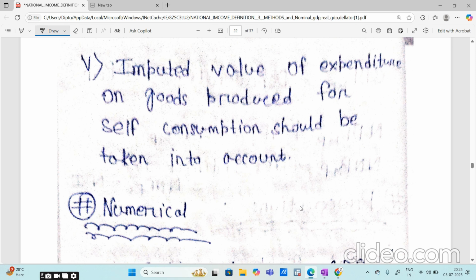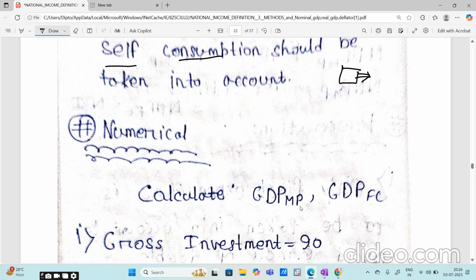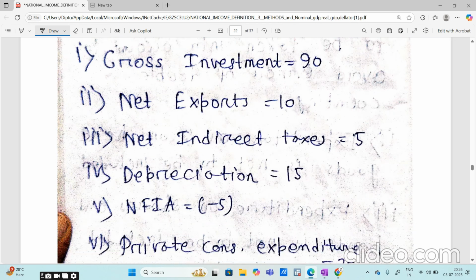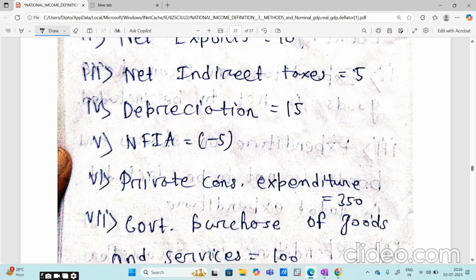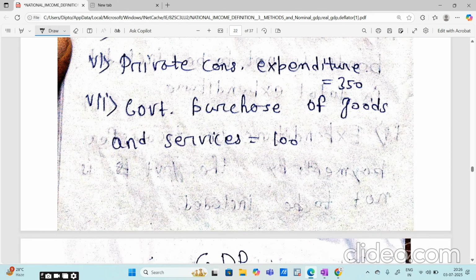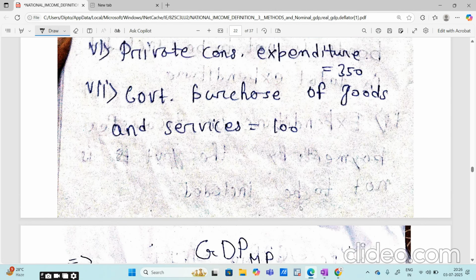Imputed value of self consumption, I have already discussed it in the previous class: if someone is producing anything for his self consumption, suppose I am cultivating wheat, or jowar or bajra or ragi, and I am going to consume it by myself or by my family, in that case that will not be treated as a part of GDP. A numerical is given here: gross investment given, net export given, net indirect tax given, depreciation given, NFIA given, private consumption expenditure given, and government purchase of goods and services given.